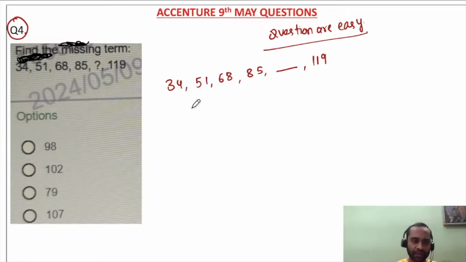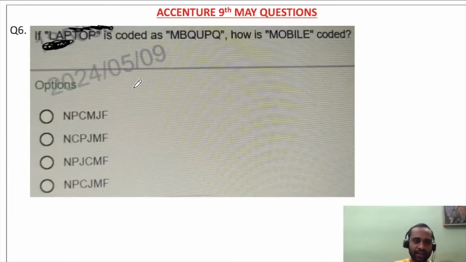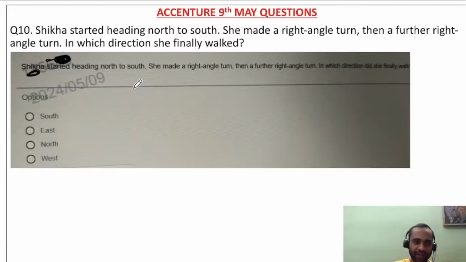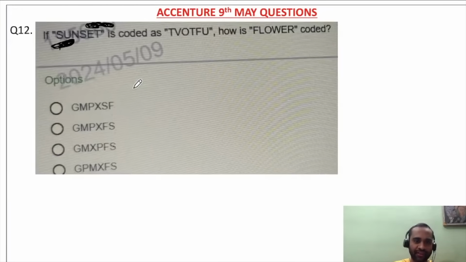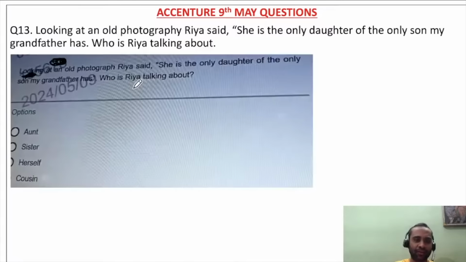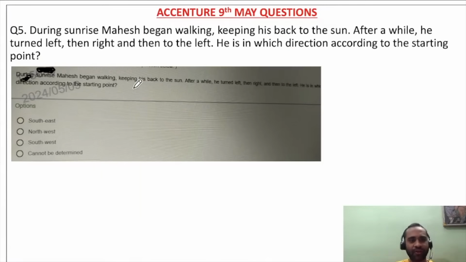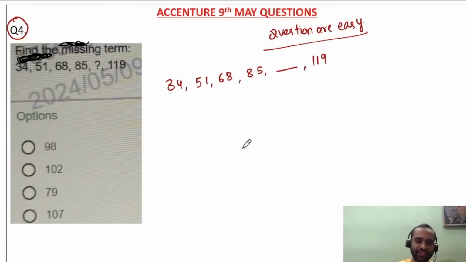Okay, so 34, 51, 68. Sir, is this an actual Accenture exam? You see the date, 9th of May 2024, right? So these are the Accenture questions only. This is how the Accenture exams are happening and how the questions are coming. This is the actual questions of Accenture, and this is a recent question. This exam happened on 9th of May 2024.